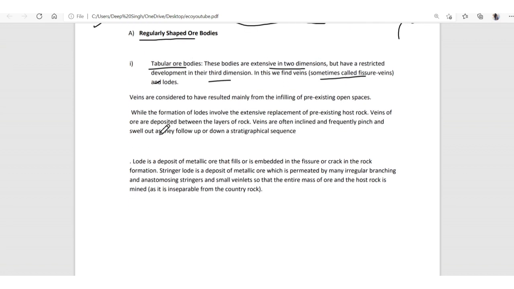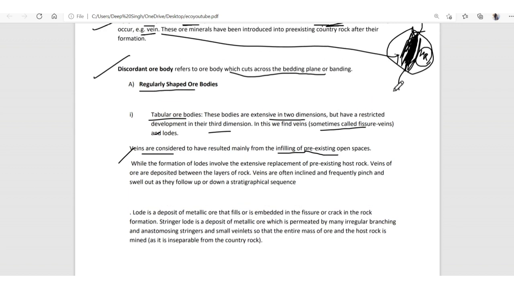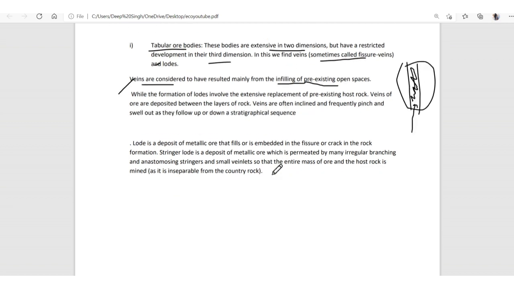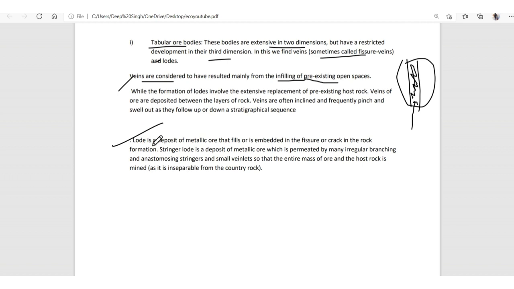So what is the difference between veins and lodes? Veins are considered to result mainly from the infilling of pre-existing open spaces, like I have explained here. There was some rock and some crack was present here, and when the ore gets deposited, it results in the formation of a vein here. And what is a lode? A lode is a deposit of metallic ore that fills or is embedded in a fissure or crack in the rock formation.